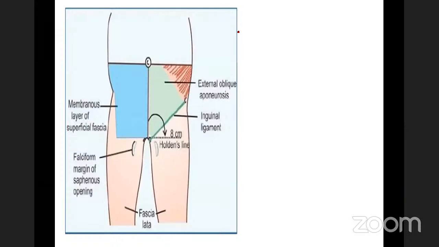Now, we will trace the Scarpa's fascia laterally. So what happens? This is the anterior abdominal wall where urine has accumulated if there is any rupture of the urethra.